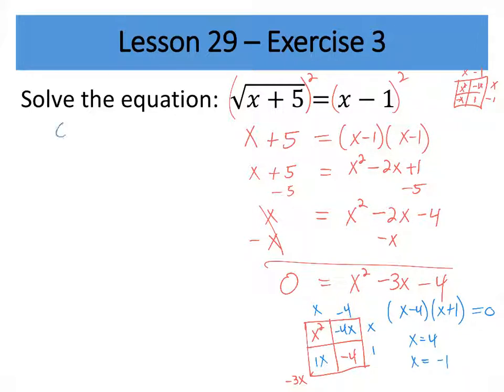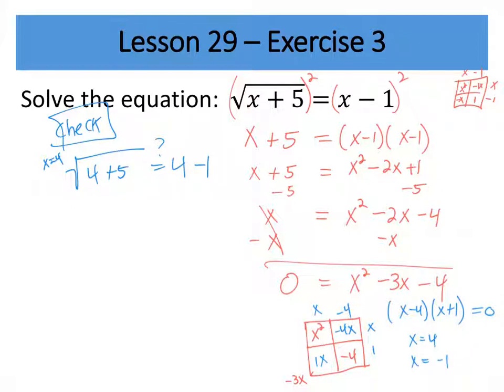So now I do gotta check them both. I'm gonna check them both. If I check x equals 4, is this a solution? So the square root of 4 plus 5, is that equal to 4 minus 1? All I'm doing is substituting 4 into this x, and I've got to put both x values into both. So this is the square root of 9, is that equal to 4 minus 1? 4 minus 1 is 3, and 3 is definitely equal to 3, so this is valid.